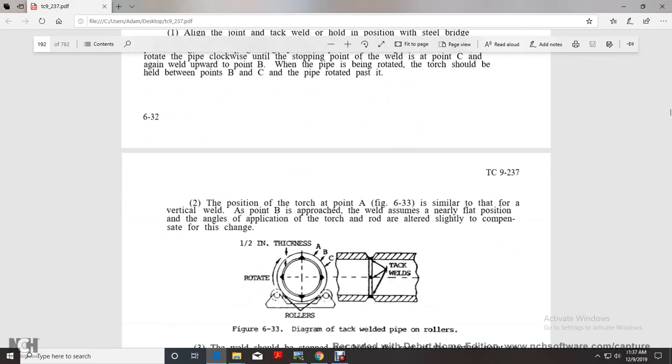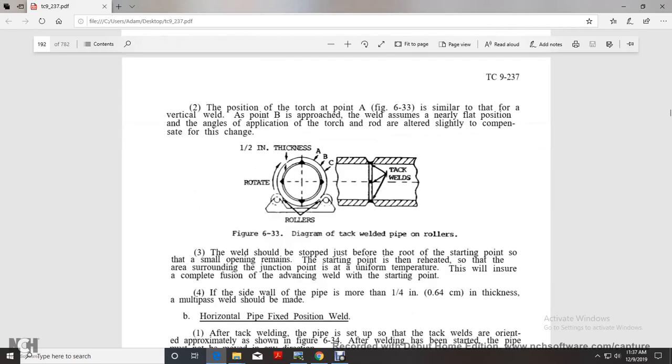The position of the torch at point A is similar to that for the flat position. The vertical weld at point B is approached with the weld assuming a nearly flat position, with the angle of application of the torch and the filler rod altered slightly to compensate for the change. The half thickness is rotated with the rollers and tack welds. Show the diagram attaching the welded plate with the rollers.